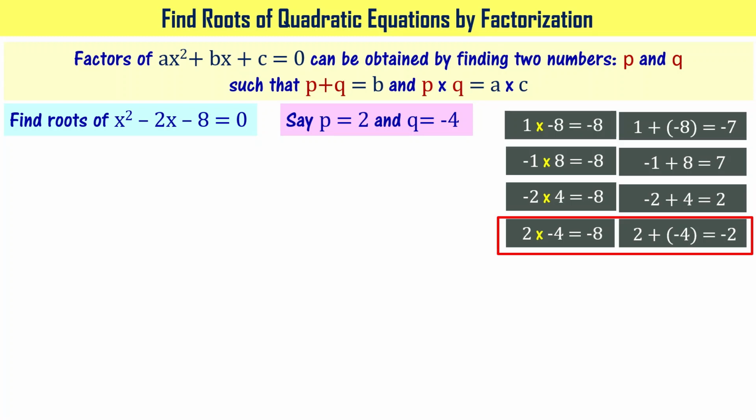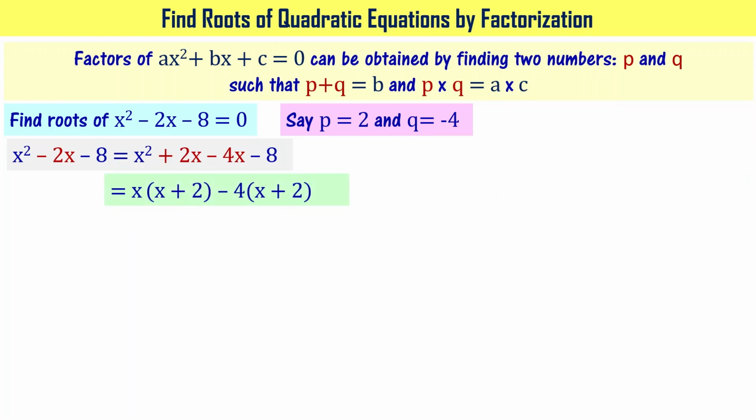Now what we do is, we write x square minus 2x minus 8 as x square plus 2x minus 4x minus 8. If you observe, the middle term that is minus 2x in the given equation is split into plus 2x minus 4x, right? That is the reason this method is also called splitting the middle term method. Please take a note of this.